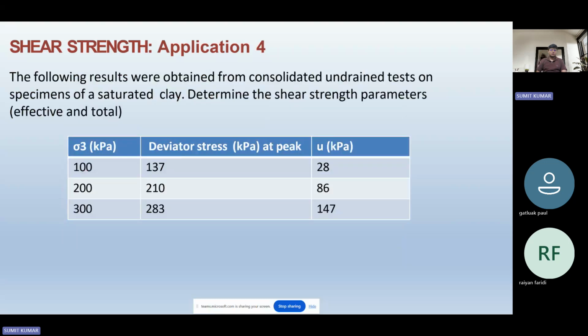So this is homework for all of you to solve. This question will be very similar to that one. The question says that the following results were obtained from the consolidated undrained test on a specimen of saturated clay. Determine the shear strength parameters, effective and total both. This question is exactly similar to the previous question we have just discussed. So I hope you can easily solve it. Let me leave this for you and move ahead. I am very confident that you will be able to solve this problem.